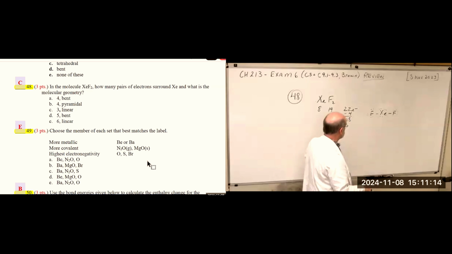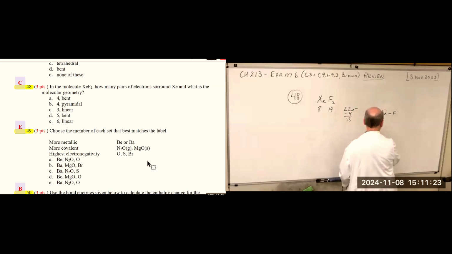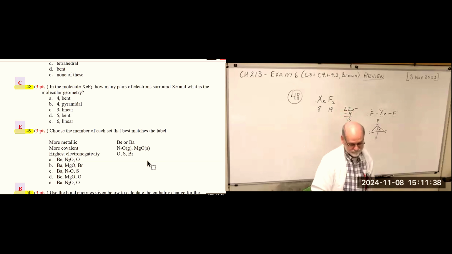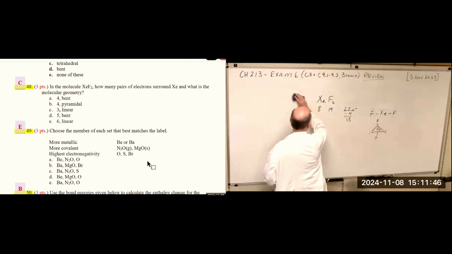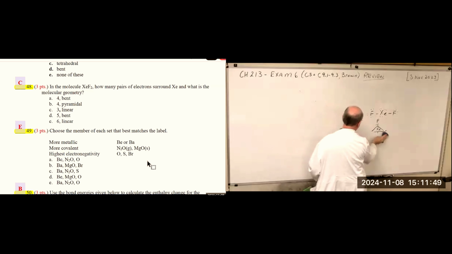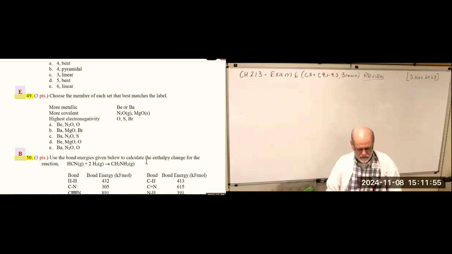And it's asking for molecular geometry. Okay. So 1, 2, 3, 4, 5. Trigonal bipyramid. And we're going to have this triangle with xenon in the middle, a fluorine up here, a fluorine down here, and all the lone pairs go on the triangle. So this is a linear molecule. All right, 3 lone pairs, linear molecular structure. All right, 49.